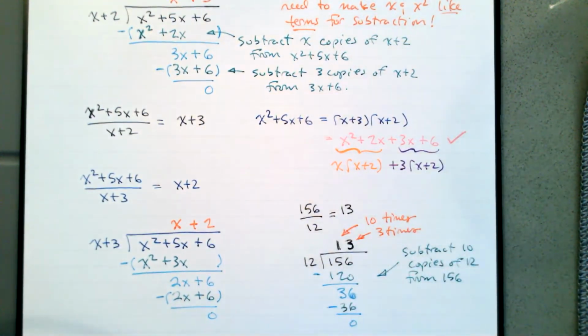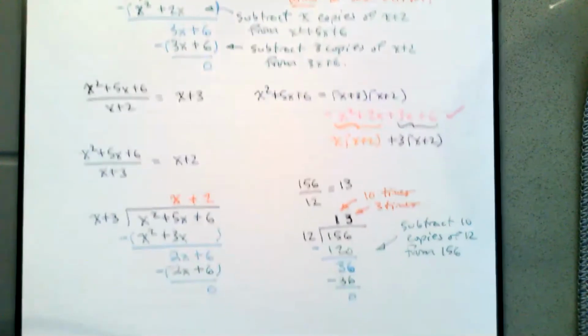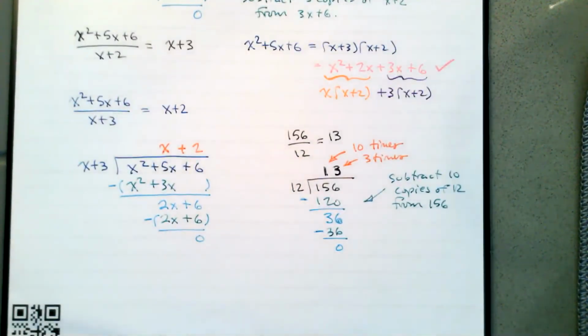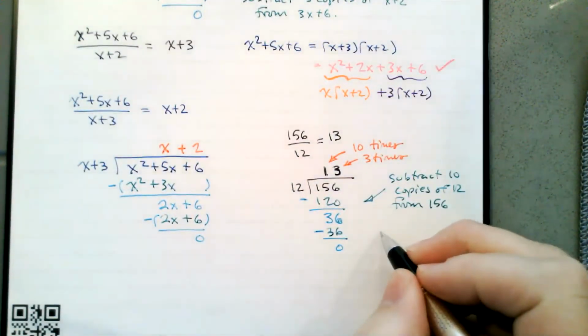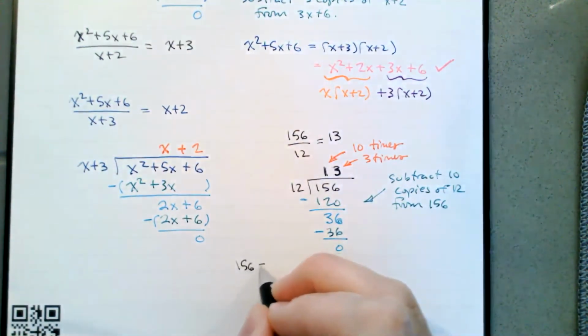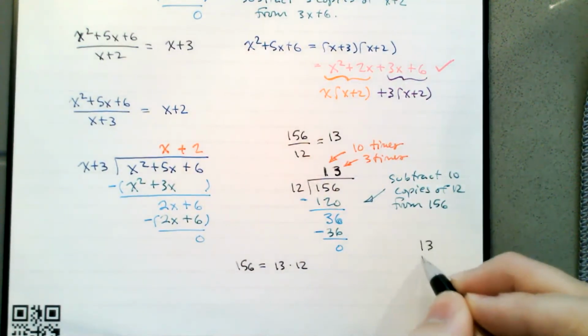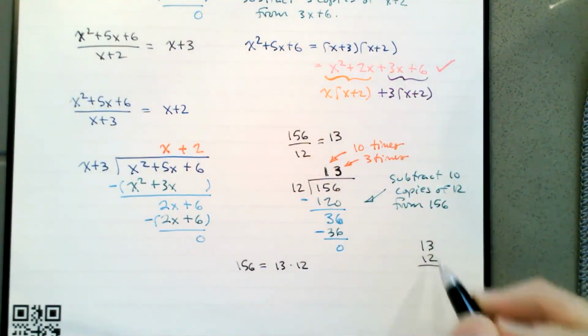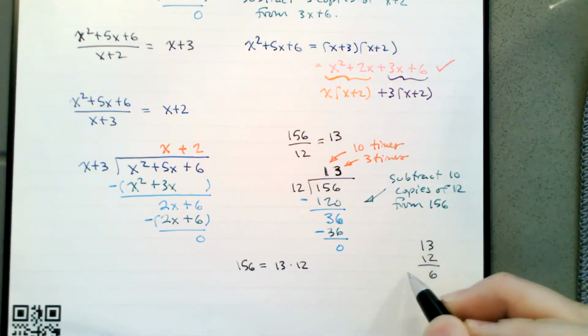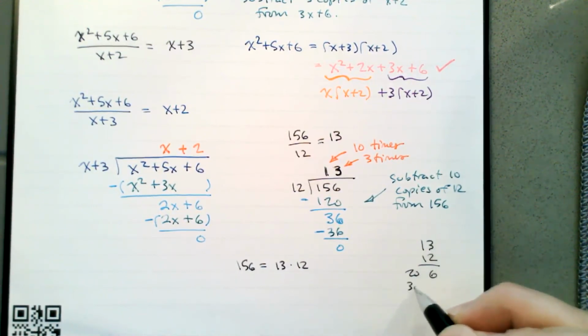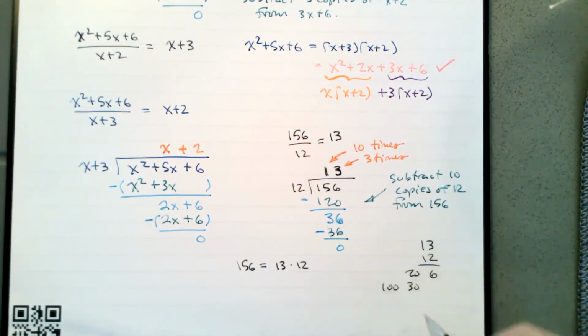That means 156 divided by 13 is going to be equal to 12. That means 156 is 13 times 12. And we get there doing the same things with polynomials. And if we multiply 13 times 12, 2 times 3 is a 6, 2 times 10 is 20, 10 times 3 is 30, 10 times 10 is 100. Here's the x squared plus 3x. Here's the 2x plus 6.